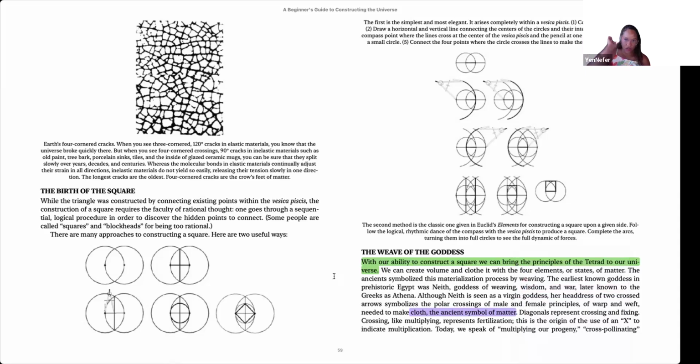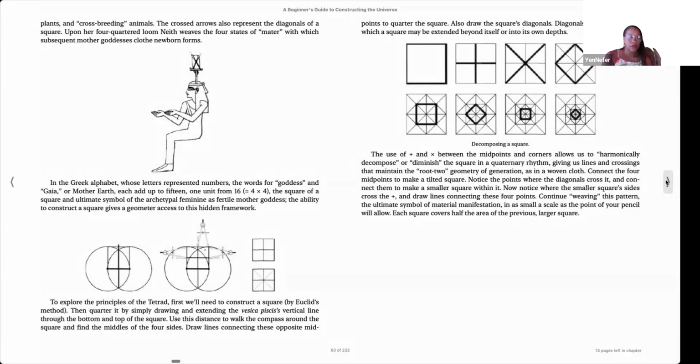Yes, because diagonals represent crossing and fixing. Today we speak of multiplying our progeny, cross-pollinating plants and crossbreeding animals. The crossed arrows also represent the diagonals of a square. Upon her four-quartered loom, Neith weaves the four states of matter with which subsequent mother goddesses clothe newborn forms.